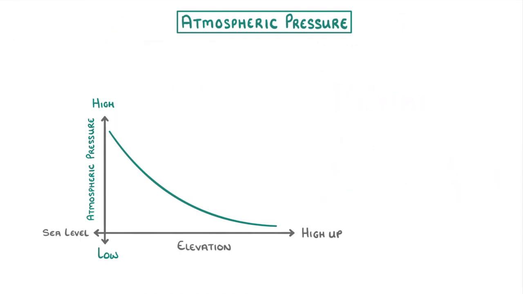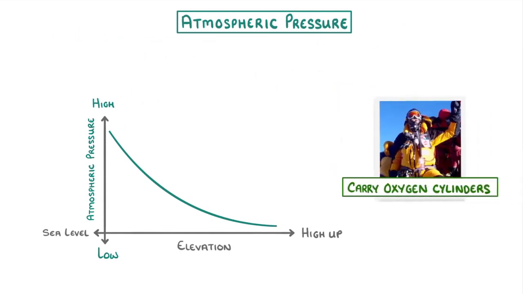This change in pressure as you get higher up in the atmosphere is the reason why mountain climbers have to carry oxygen cylinders. The air is so thin that there's literally not enough oxygen to breathe.